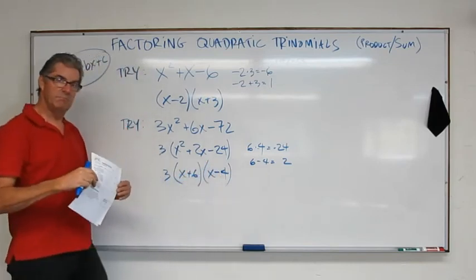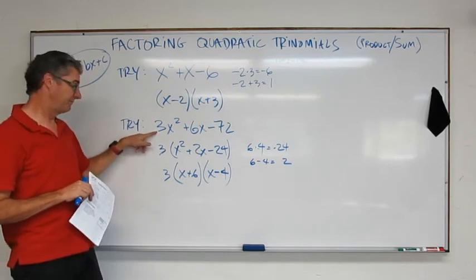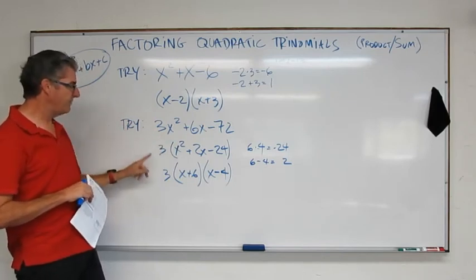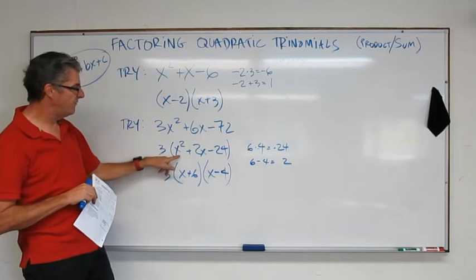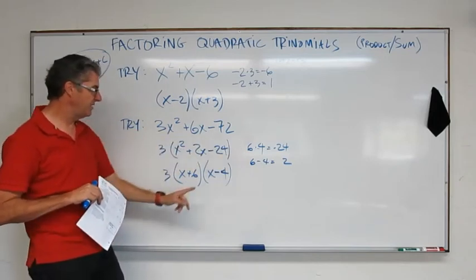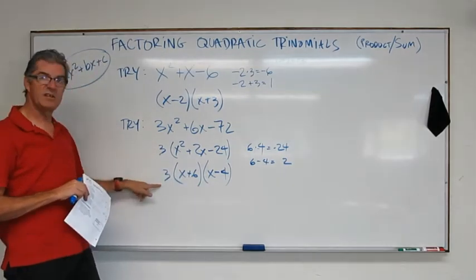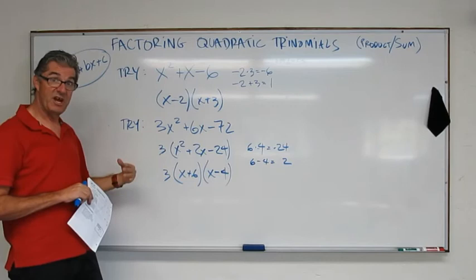So this one is a little bit more complicated because we had a first step we needed to do. Okay? We had to take out our greatest common factor and then turn this into the form where there's a 1 for the a term. And then we could use our technique that we developed here to finish the factoring. And this 3 we factored out just rides along. Okay? Let's try another one.